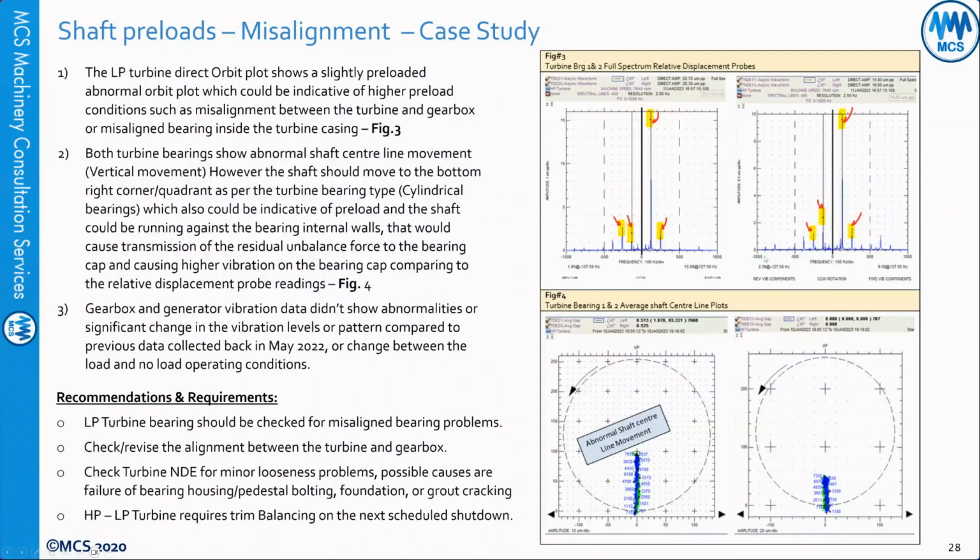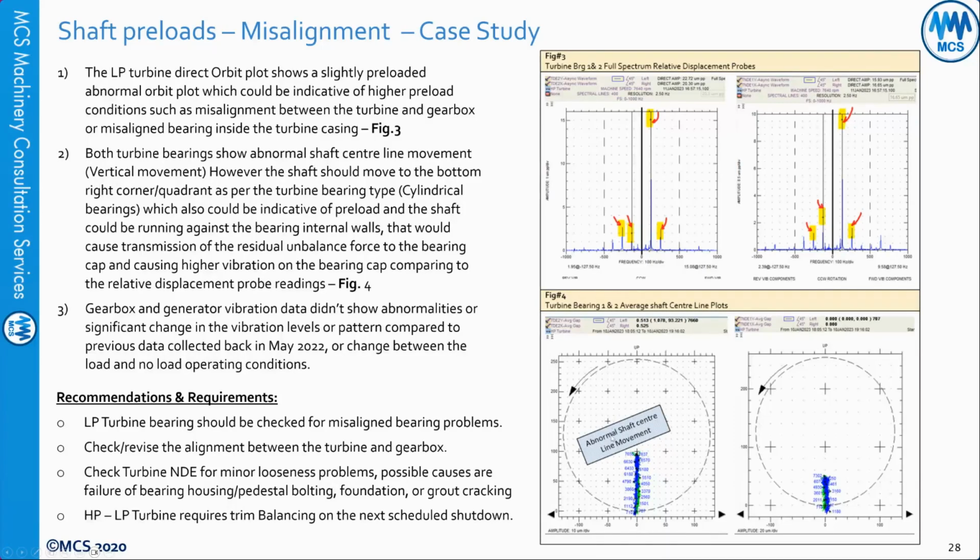But this was a cylindrical bearing, and as you can see, the shaft is rotating counterclockwise. While the shaft is rotating counterclockwise, normally we expect to see the shaft centerline go to the right and be in this position, not going straight up vertically as it's doing. So this is the first thing which came into my mind.